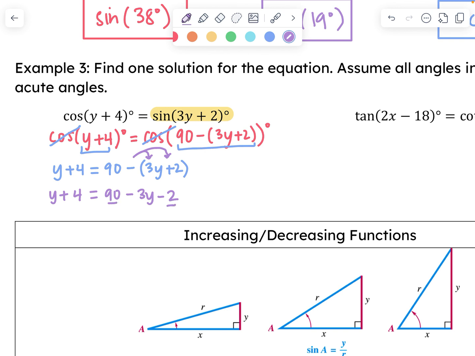And I can combine my like terms here. I get y plus 4 is equal to 88 minus 3y. I'm going to add my 3y over, and I'm going to subtract 4. You can do them in separate steps or in the same step like I am here. So I get 4y is equal to 88 minus 4, which is 84. And then I divide both sides by 4 to get that y is equal to 21 degrees.